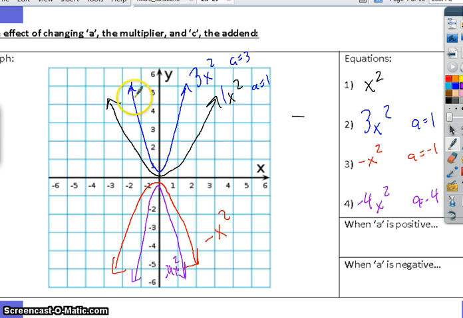All right, so when a is positive, like this one and this one, I have an opening upward parabola. So when a is positive, I have a smiley face parabola. So if I want to get a smiley face parabola, that means a has to be positive. And then when a is negative, it opens downward.